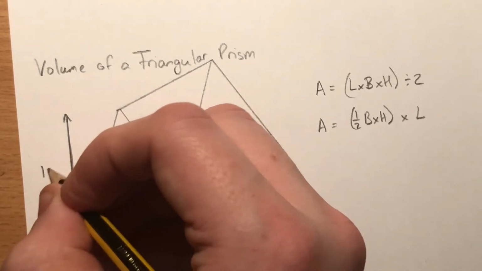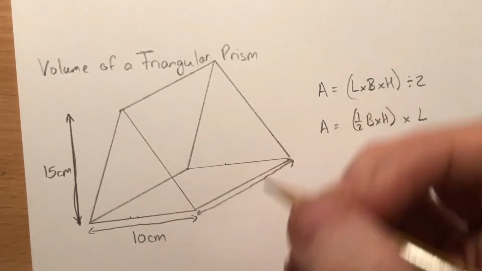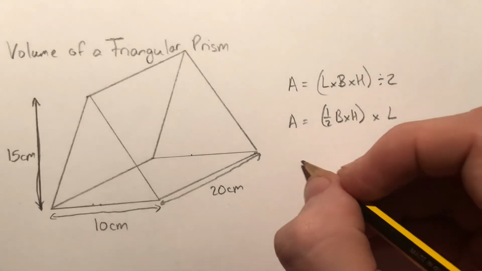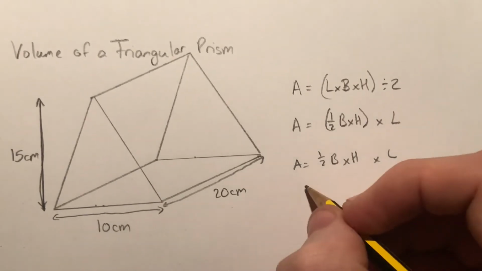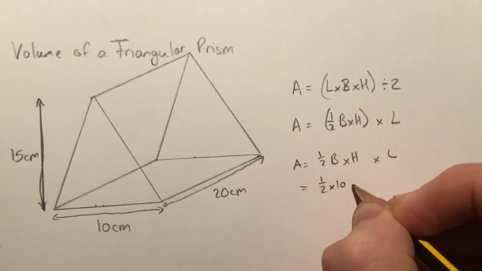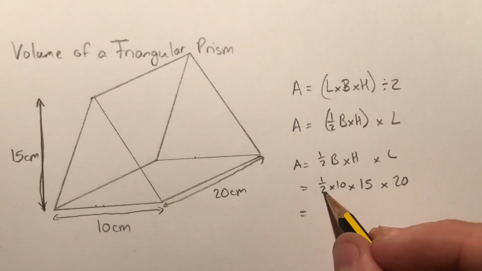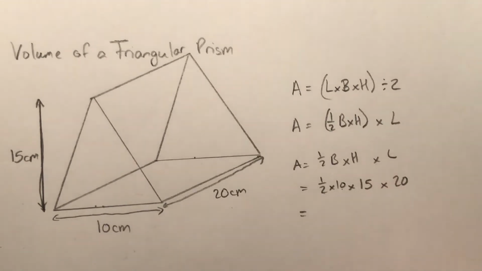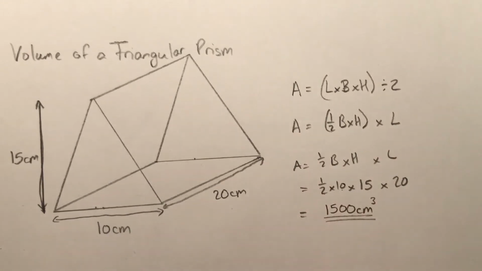So that's 10. Let's say this is 15 centimetres going this way, and let's say that this length of our tent, or box, or whatever it might be, is, I don't know, 20 centimetres. So volume is going to be half the base times the height, then times by the length. Well, the base is 10, so half of 10, our height is 15, times 20. Half of 10 is 5. 5 15s are going to give us 75. Times that by 20. 75 times 10 is 750, so 1,500 centimetres cubed.